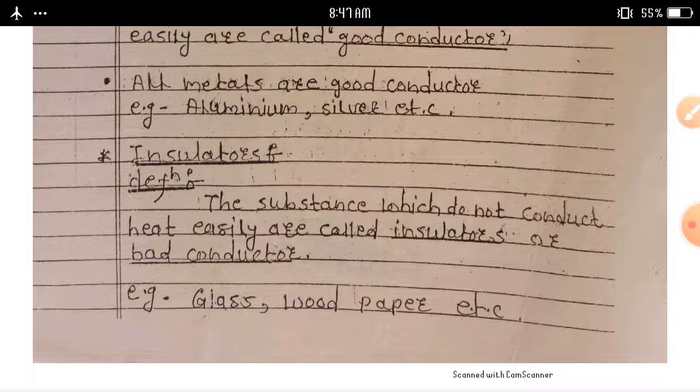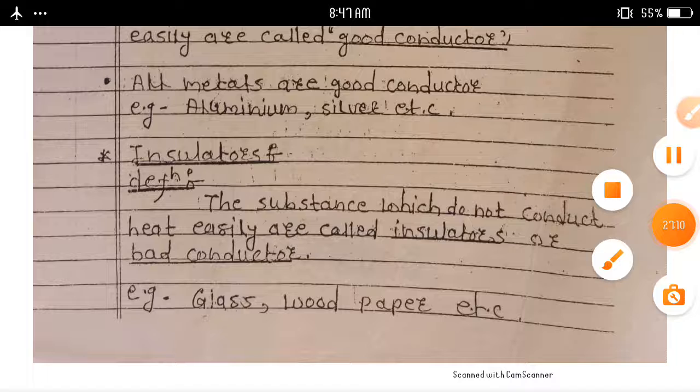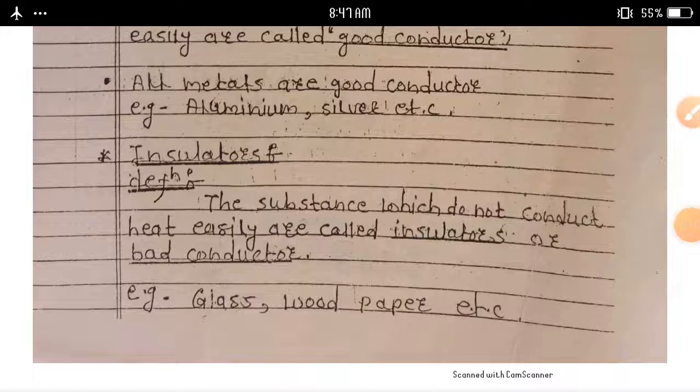In this way, we discussed the main concepts in thermal properties of matter. In this way, we completed all these points in the chapter. Today we stop here.